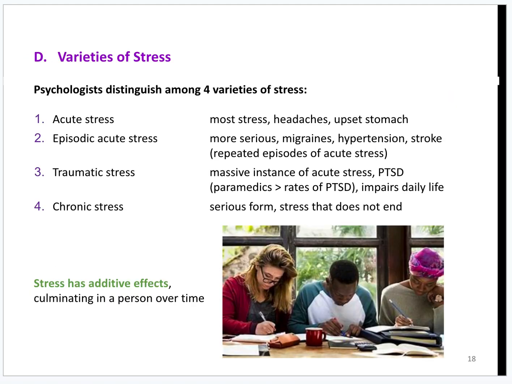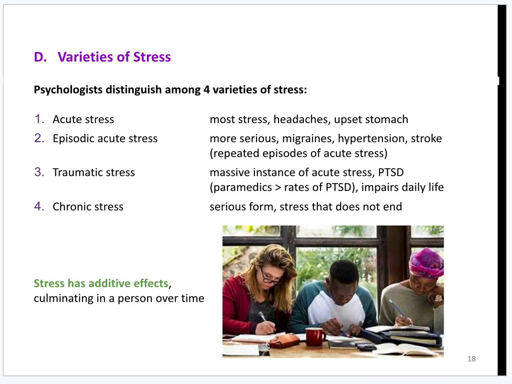Next, we look at varieties of stress. So there's 4 different types, and you should know these. Acute stress is the little ones that we deal with every single day, right? The ones that I just said. So this is most stress. And you can get headaches, you can get an upset stomach for minor things.